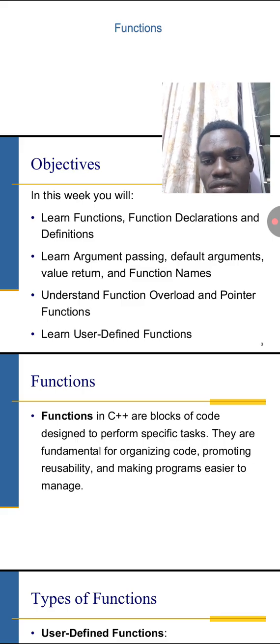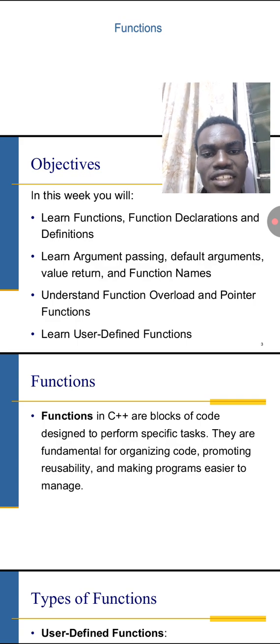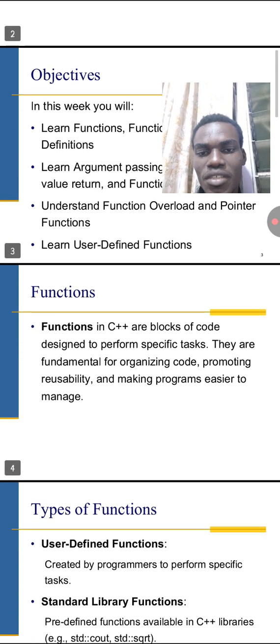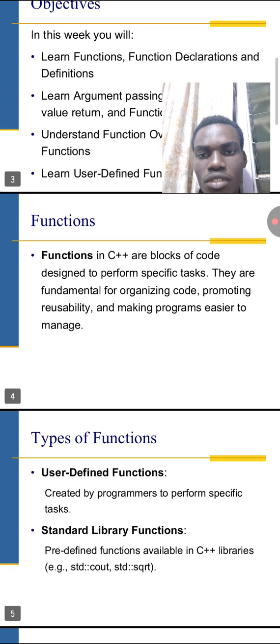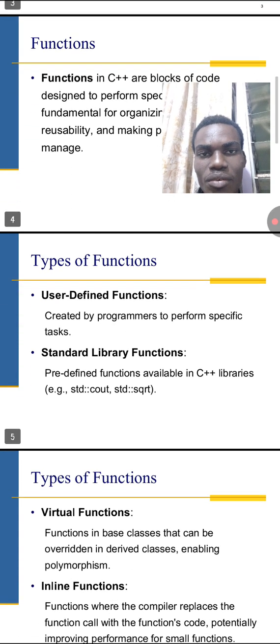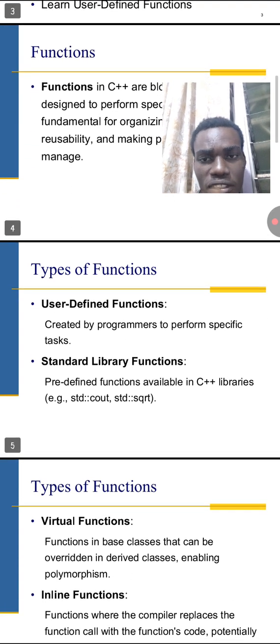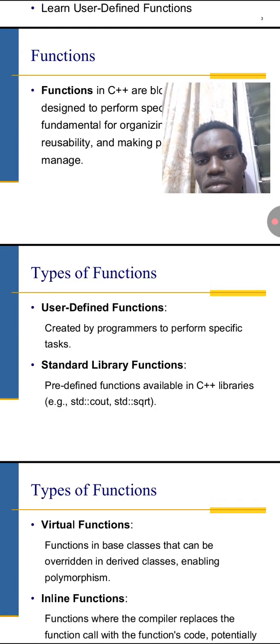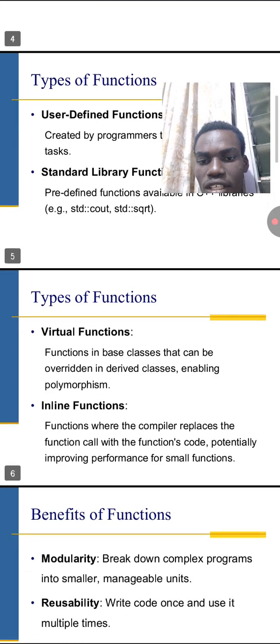Before that, let's look at functions. When we say functions in C++, they are blocks of code designed to perform specific tasks. They are fundamental for organizing code, promoting reusability, and making programs easier to manage. We have some types of functions: the user-defined function, the standard library function, the virtual function, and the inline functions.